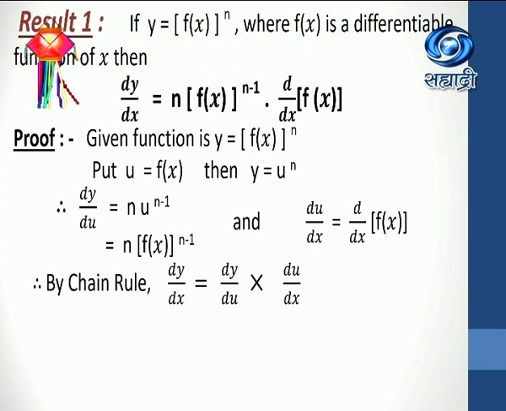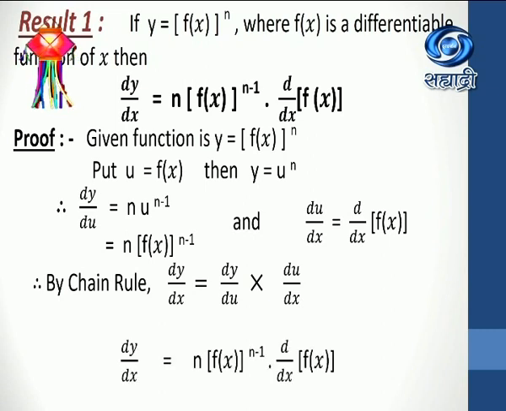Now by using the chain rule, we know that dy by dx is equal to dy by du into du by dx. Therefore, dy by dx is equal to dy by du, which is n into f of x raised to n minus 1, and du by dx means the derivative of f of x with respect to x. Now here y is equal to f of x raised to n. Therefore, the derivative of f of x raised to n is equal to n into f of x raised to n minus 1 into the derivative of f of x.